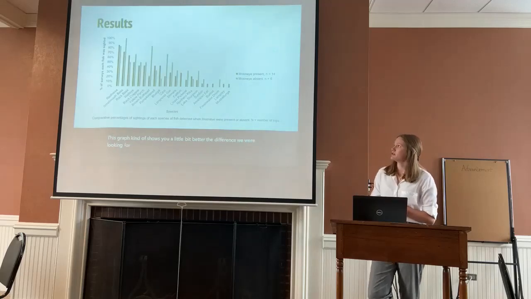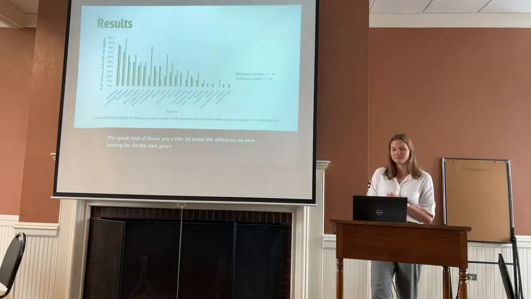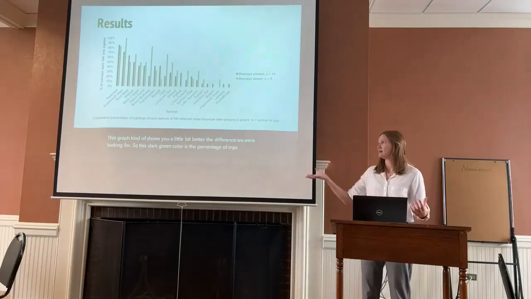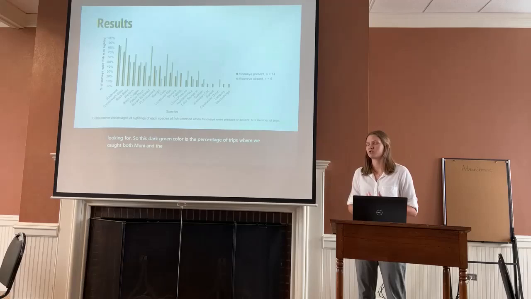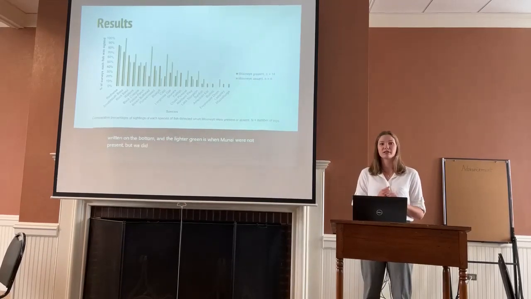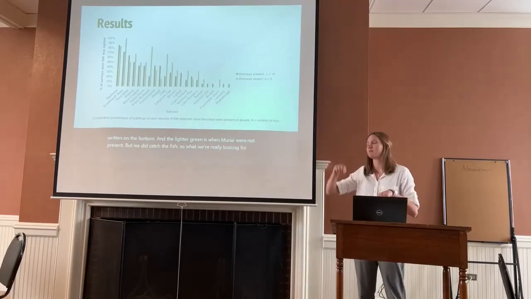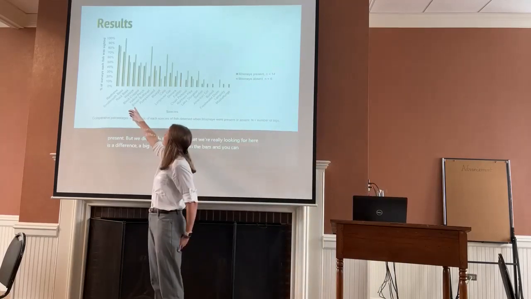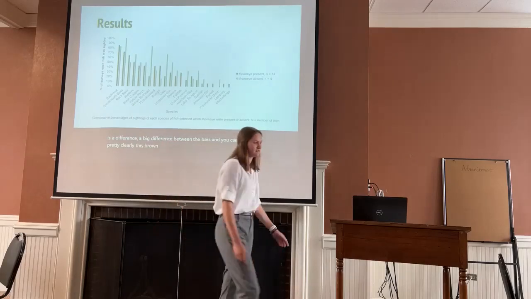This dark green color is the percentage of trips where we caught both Mooneye and the fish written on the bottom. And the lighter green is when Mooneye were not present, but we did catch the fish. So what we're really looking for here is a big difference between the bars. And you can see pretty clearly this brown bullhead has a very large difference.